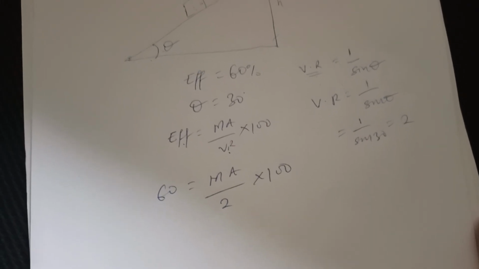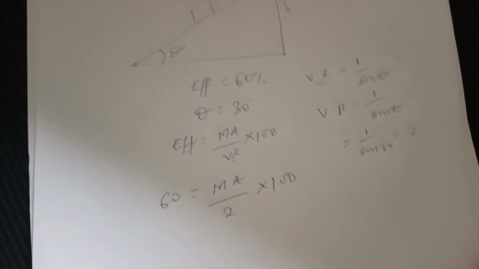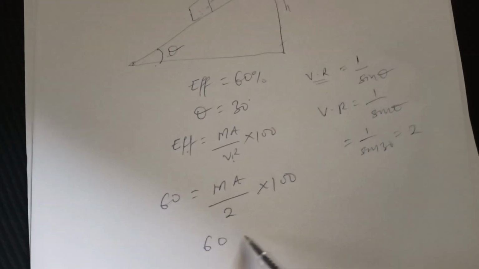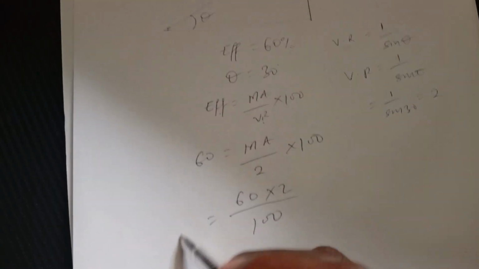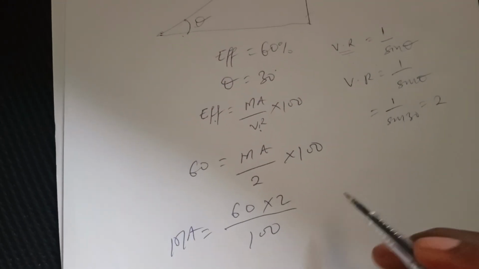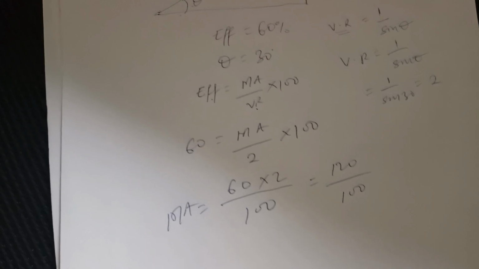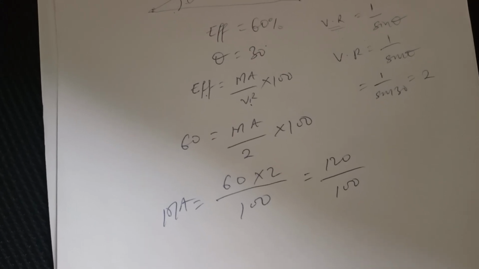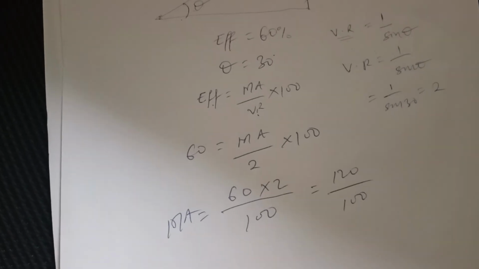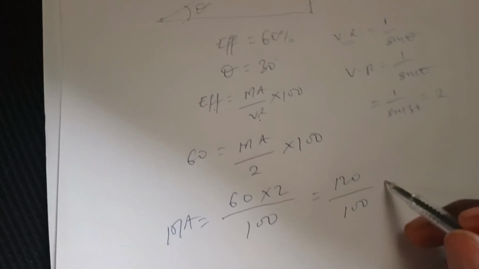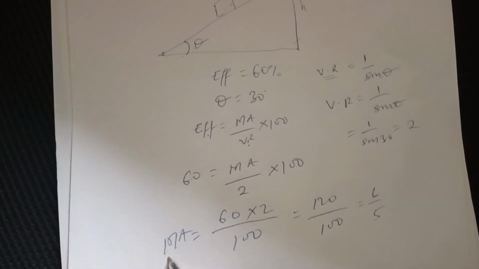For us to get our MA, in this question the MA is not given, right? So it will now be 60 times 2 over 100. If you multiply this, that is 120 over 100. We can limit this to a fraction, that is 6 over 5, because we are trying to get our MA.